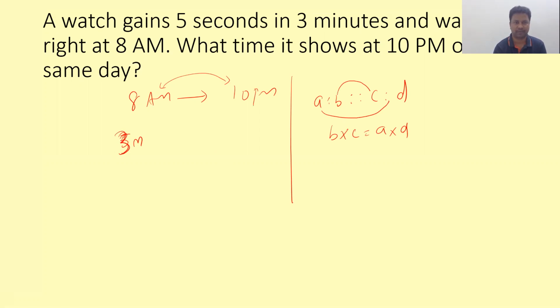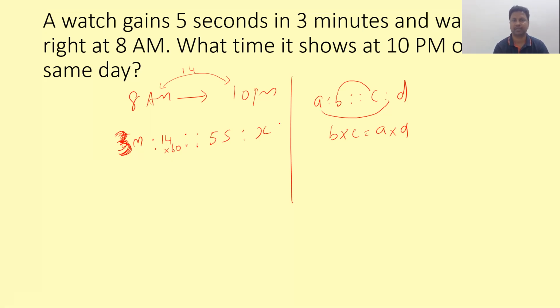So see this: for every 3 minutes the clock gains 5 seconds. Now the interval between 8 a.m. and 10 p.m. is 14 hours. 14 hours into 60, why am I multiplying by 60? Because we need it in minutes. For every 3 minutes, 5 seconds, and the gap between these two is 14 hours, which we are converting into minutes, that is, multiplying by 60.